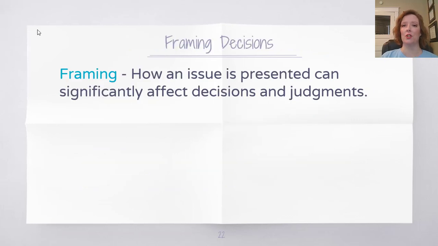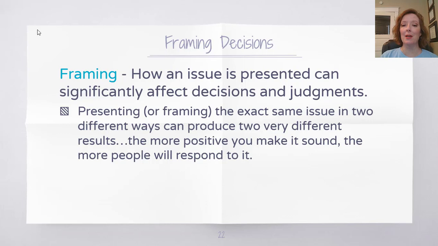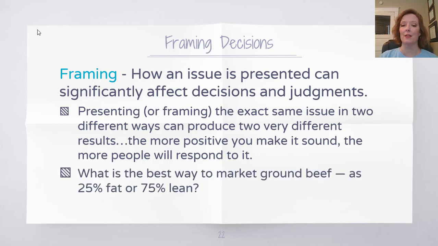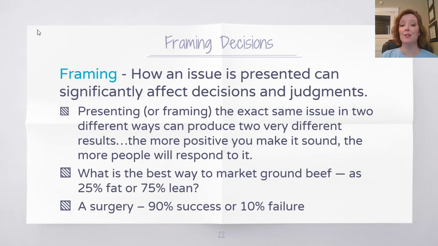How we frame decisions can also make a difference. Framing is how an issue is presented, and it can significantly affect your decision making and judgment. Presenting or framing the exact same issue in two different ways can produce two very different results. The more positive you make it sound, the more people are going to respond positively to it. So, for example, what's the best way to market ground beef? As 25% fat or 75% lean? What about a surgery? 90% success sounds a lot better than 10% failure, even though it's exactly the same statistic.